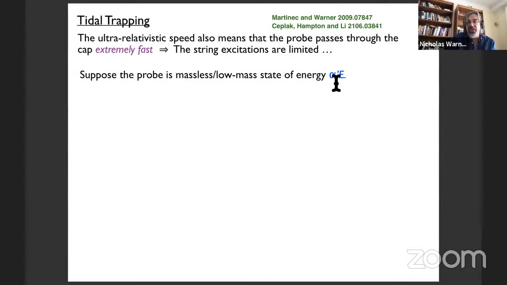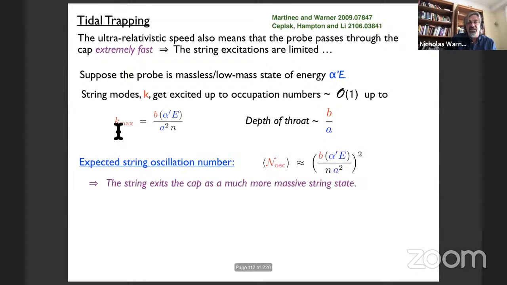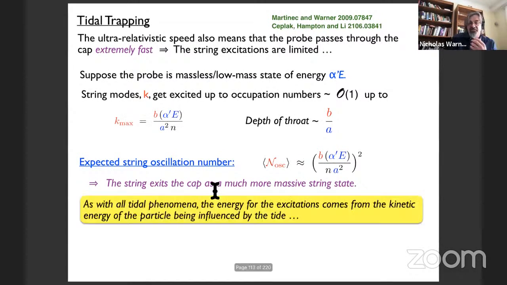And so if you drop the strings in with some very low or relatively low energy excitation, and I put the string tension back in to make it dimensionless, then you find the string modes only get excited with occupation numbers of order 1. And there's a cutoff to what can be excited. Roughly speaking, it says, take the energy you threw in and blue-shift the hell out of it as it falls in. And that tells you what the maximum mode number is that gets excited. And then you can actually calculate an expected oscillation number, an expected effective mass, or actually mass of the excited string. And so the string exits the cap as a much more massive string state.